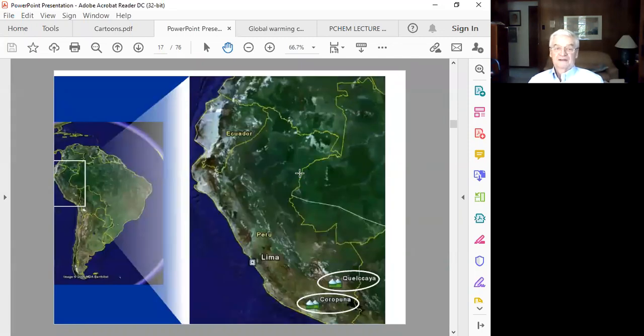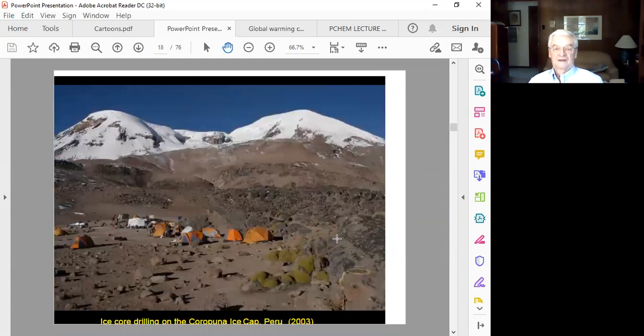Okay, so a lot of their work they've done in the Andes in South America. And so this is part of the areas. Here is one of the glaciers, Quelccaya, I guess. And here's another one. And here's where they camp out, and then they go on top of the glaciers.